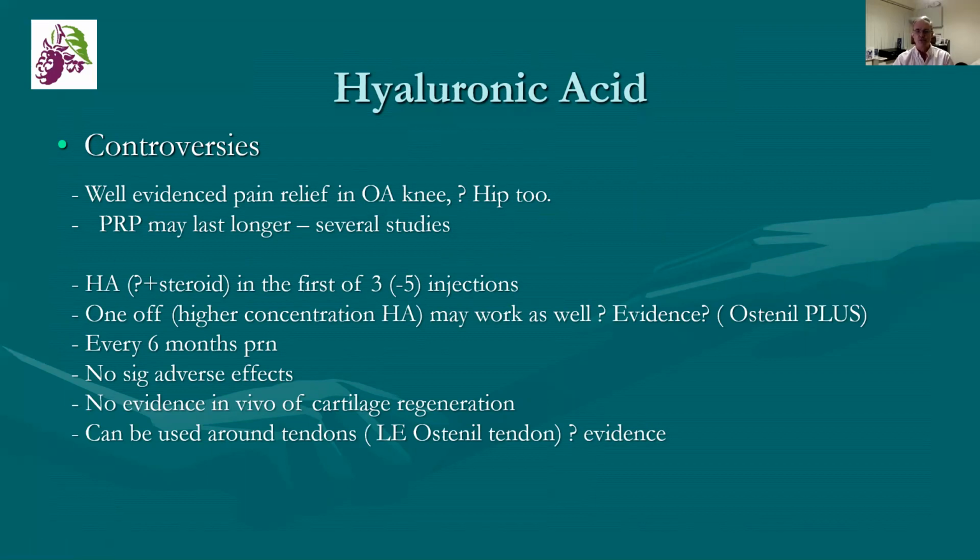Hyaluronic acid is often used with steroid in the first of 3 or 5, up to 5 injections. There is a one-off thicker solution called Ostenil Plus, which can be used, which is just a higher concentration. These may need to be repeated every 6 months. There are often no adverse effects, but there is no actual evidence that there is any regeneration of cartilage after these injections. And it is possible to even use them around tendons, such as in tennis elbow, but with limited evidence.